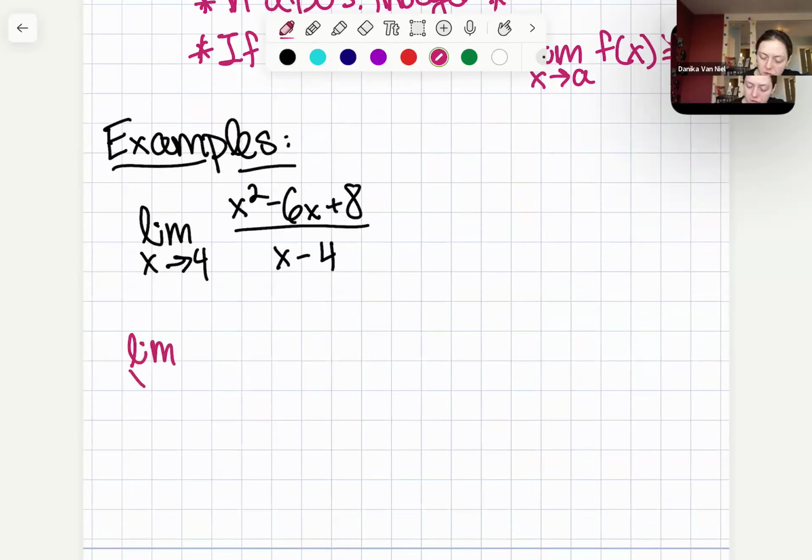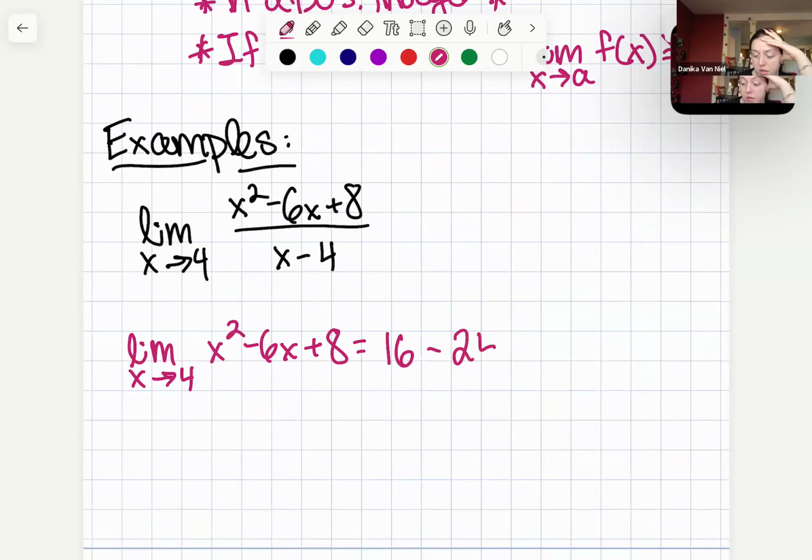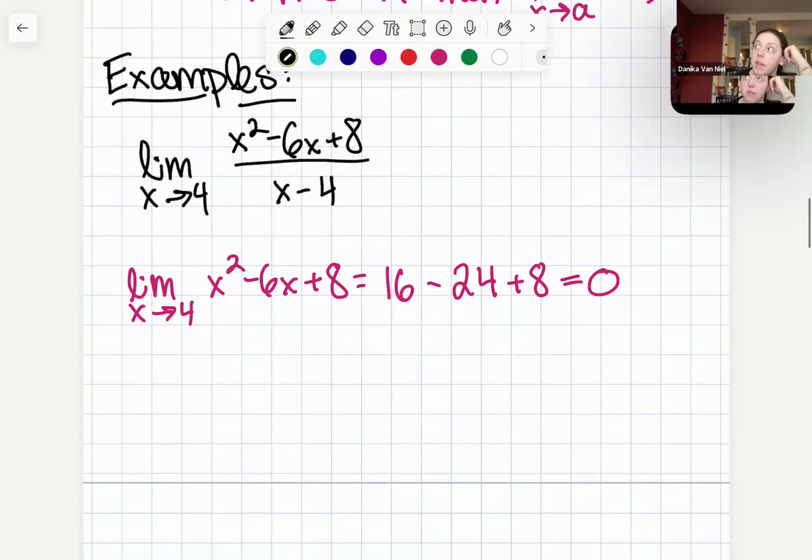Okay. So let's see. So limit as x goes to 4 of x squared minus 6x plus 8. So I know that this limit exists, but what is it? So let's see. 16 minus 6 times 4, that ought to be 24, plus 8. Oh, interesting. So 0. So the limit of my numerator and the limit of my denominator are both going towards 0.